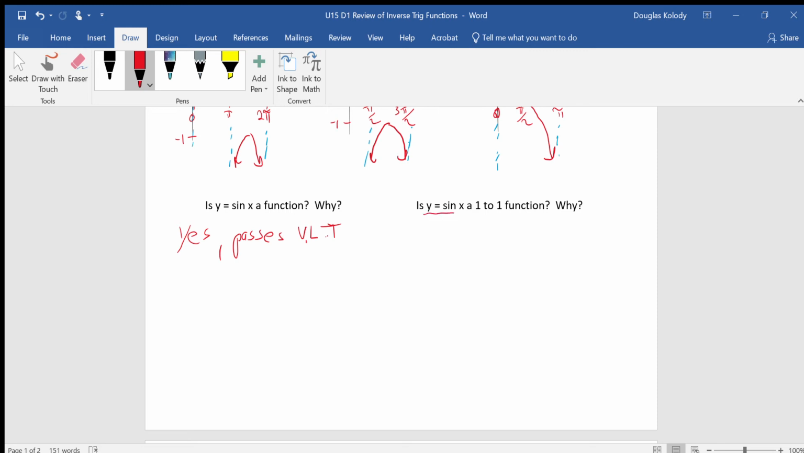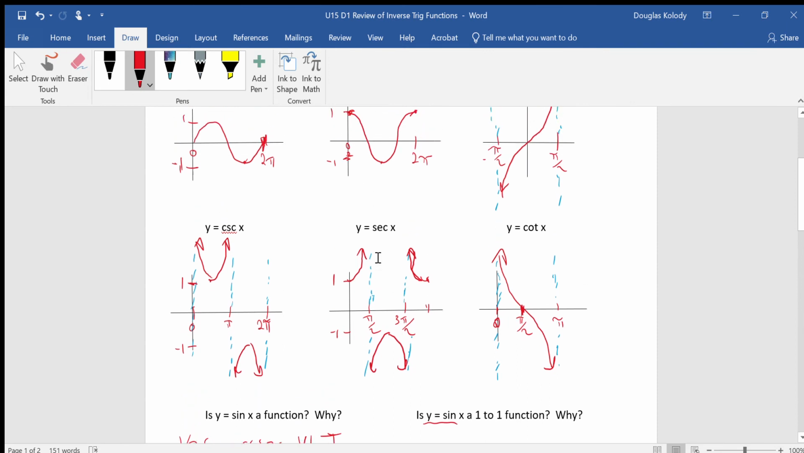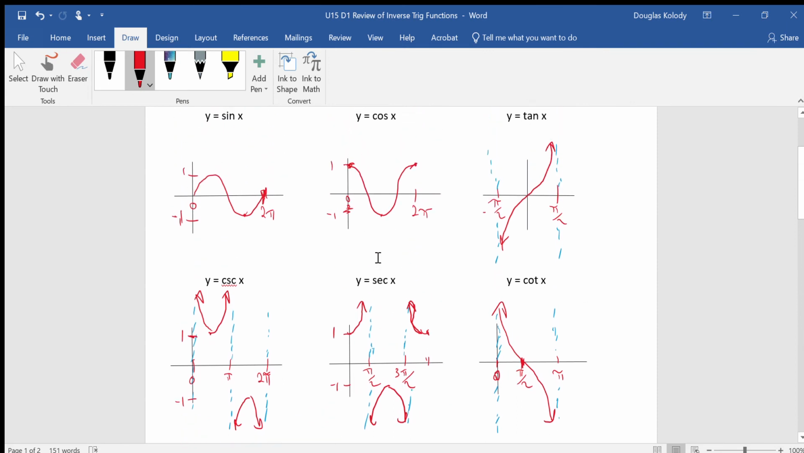Is y equals sine of x a one-to-one function, though? If you recall, what does it mean to be a one-to-one function? First, it has to be a function, by passing the vertical line test. Second, it has to pass something called the horizontal line test, where if I draw a horizontal line right here, and I'm going to use a different color pen, and I'll use green.